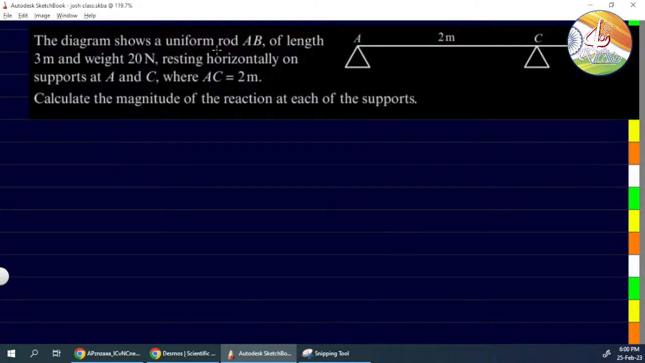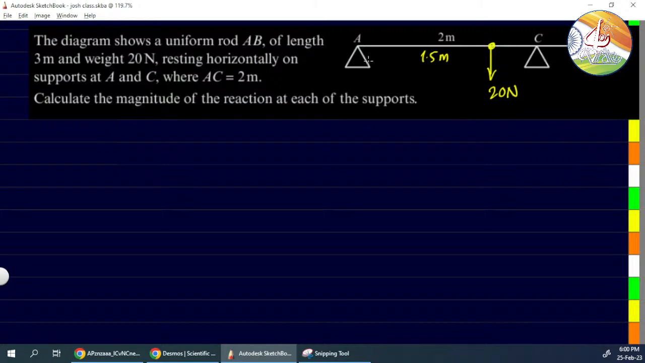So here the diagram is given, rod AB is given and the weight of the rod is 20 newtons. Total length is 3 meters and we can assume that the rod is uniform. If the rod is uniform, its weight will act at the center. Center means 1.5 meters, right? Yes, sir. And weight is 20 newtons.